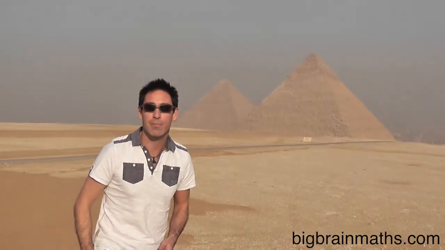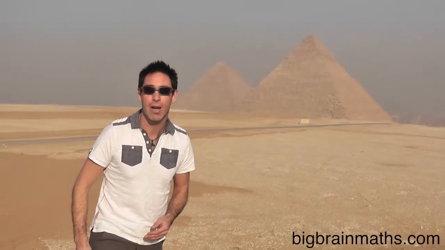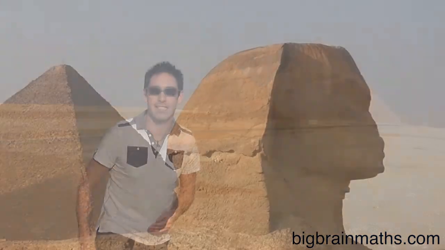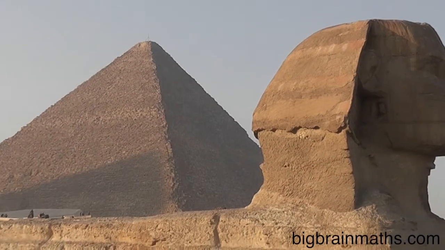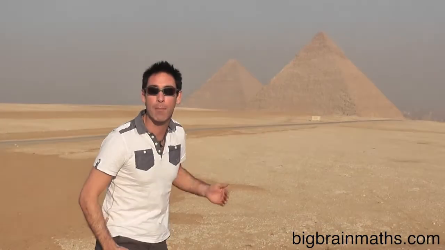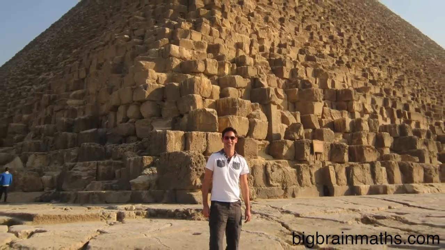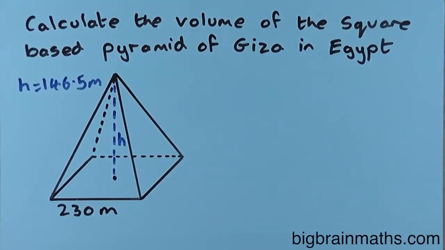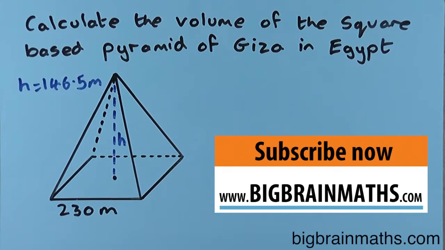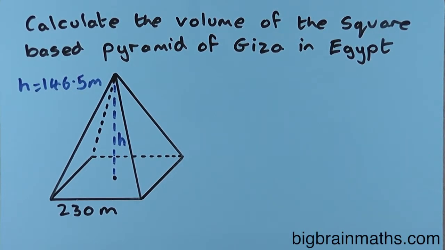The Great Pyramids of Egypt were built about 5,000 years ago, and they're all square-based pyramids. The largest one, which is the Great Pyramid of Giza, is the furthest one behind me, and the base of the pyramids is 230 meters. So in this question, we're going to calculate the volume of the square-based pyramid of Giza.